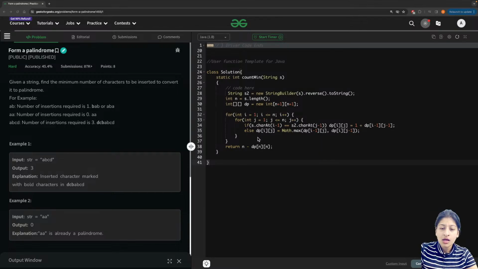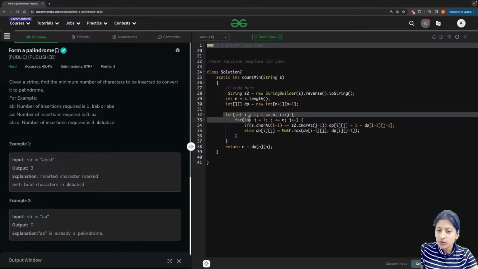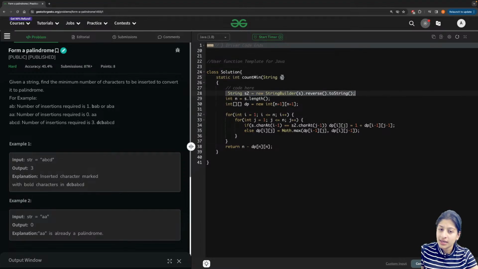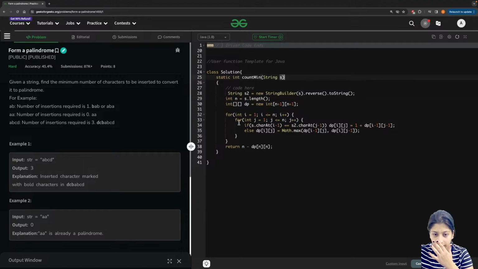So what is it about? Now you're just simply iterating over the two strings that you got. One is the string S, the other one is the reverse of the string S, right? You're taking a DP where the number of rows and columns will be 1 greater than the length of your current string. Okay, so simple thing.